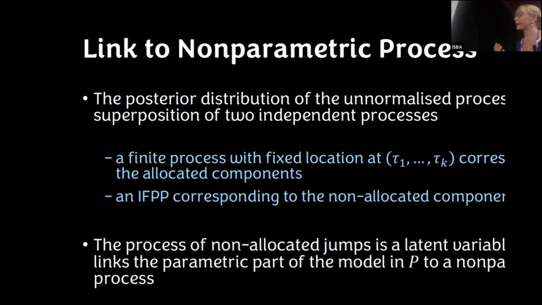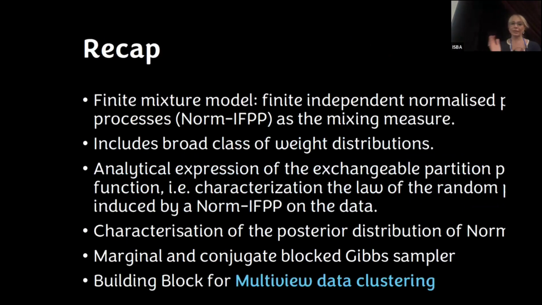It can be shown that basically the posterior distribution of the normalized process is the superposition of two independent processes. One process corresponds to allocated components, so components to which observations have been assigned, and the other process is still an independent finite point process, which corresponds to the non-allocated components, so components to which we haven't assigned any observation. And it's this second process, which is the latent variable, that links the parametric to the non-parametric world.